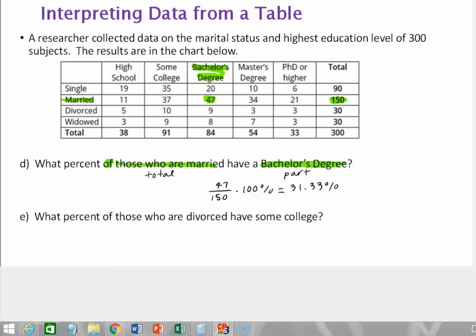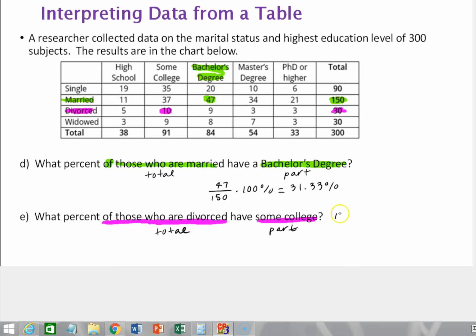And our last problem, part E, what percent, here's our of, those who are divorced, so that's going to be our total, have some college, and that's going to be the part relative to the total. So our total is the number of people who are divorced, and the part are those who are divorced and also have some college. So here's our divorced row. The total is 30, and the number that are also in the some college category is 10.